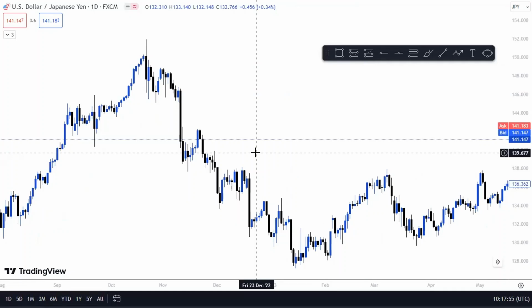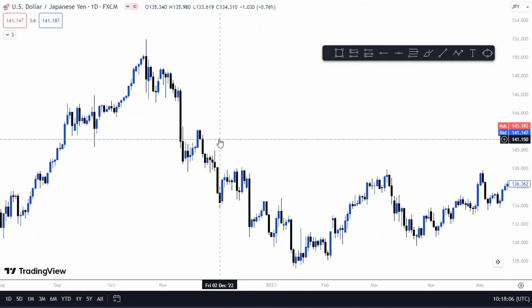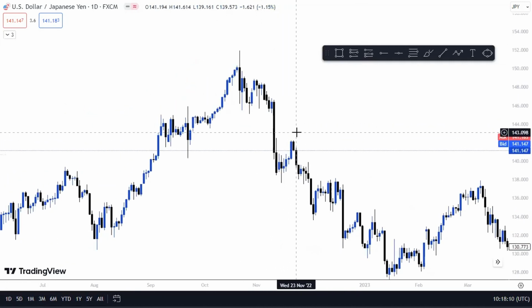Today we'll be looking at how to mark the high and low of the market. So whenever you want to enter into a trade, you open your chart and you have to do your analysis before you take a decision whether to buy or sell.